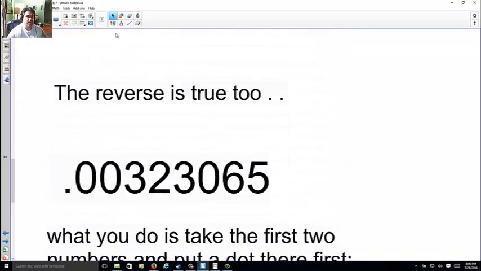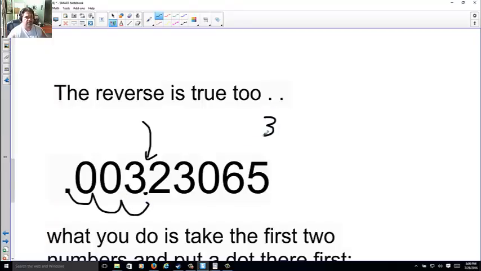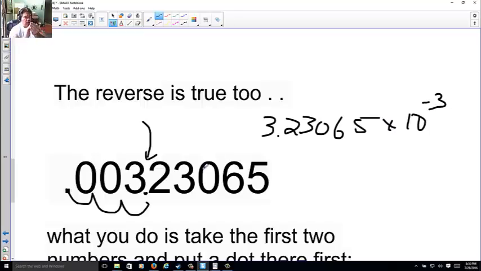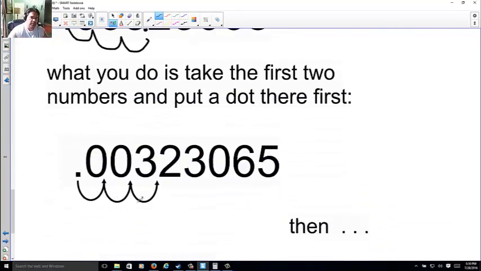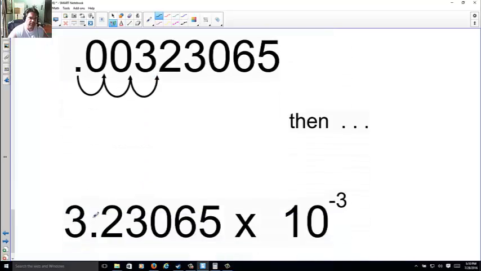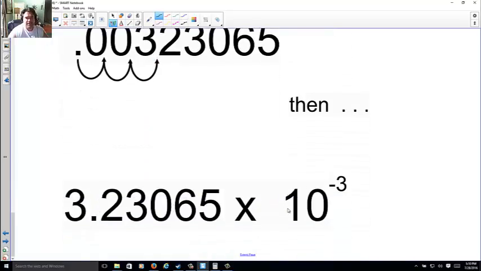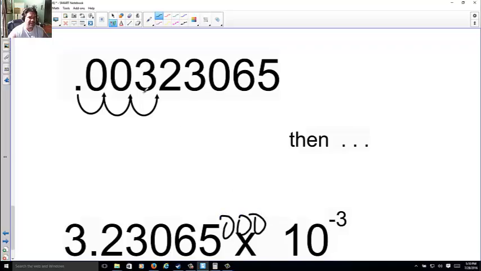The reverse is true as well. To go from here, where do I need to go between the first two numbers that doesn't lead with the 0? To go from here to here, 1, 2, 3 bumps. Since this number was less than 1, when I put the 10 to the third, I'm going to put 10 to the negative third because it was extremely small, not extremely large. So you move it 3 bumps. 3.23065 times 10 to the negative third. If you have the 3 zeros after, you can. But again, the whole point of this is to where you don't have to add those extra zeros.